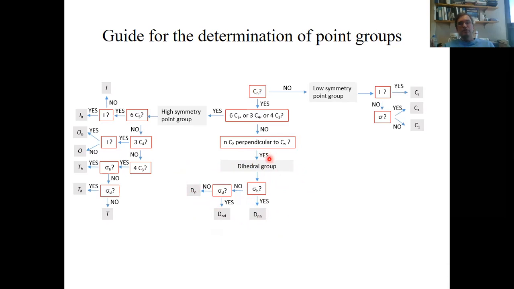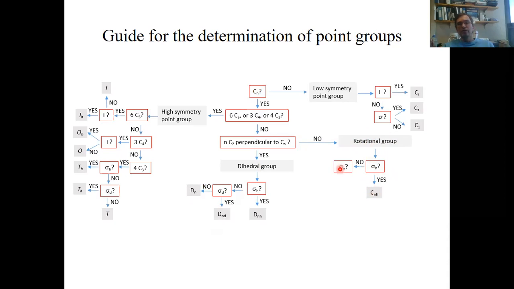So now if that question here hadn't been answered yes, and we wouldn't have nC2 perpendicular to Cn, we would have a rotational group. So now we would need to distinguish which rotational group we would have. So we would ask additional questions. We would first ask the question, do we have sigma h in addition? If we have a sigma h in addition, our point group would be Cnh.